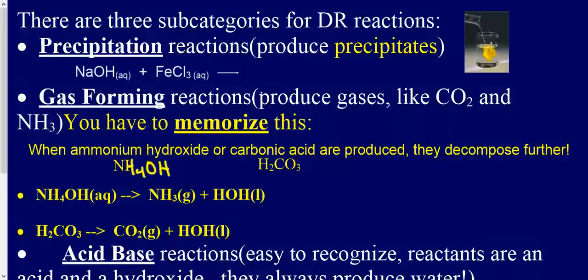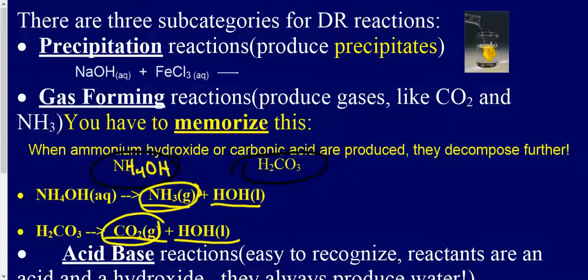Gas forming reactions produce gases like carbon dioxide and ammonia. You have to memorize this. When you predict the products of a double replacement reaction and one of your products is ammonium hydroxide or carbonic acid, you just have to memorize the fact that ammonium hydroxide further decomposes into ammonia gas and water. Carbonic acid further decomposes into carbon dioxide gas and water. Therefore, gas forming reactions. A gas is formed here and a gas is formed there.